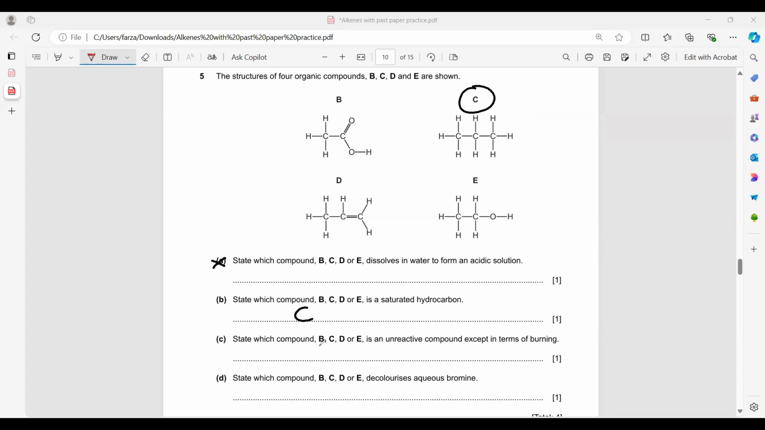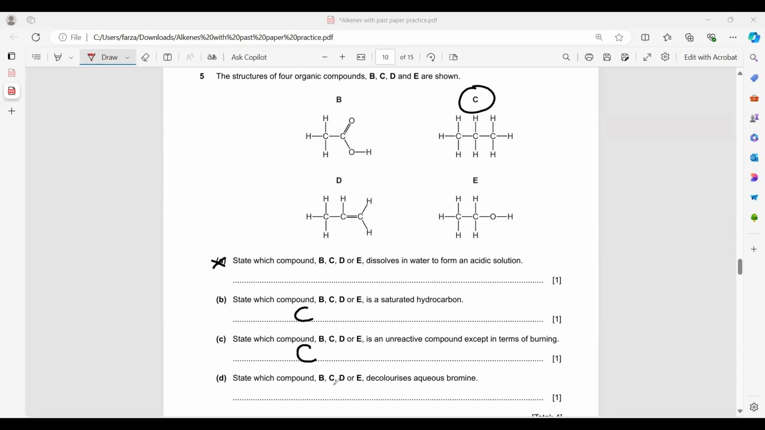State which compound B, C, D, or E is an unreactive compound except in terms of burning. So what is unreactive? Saturated hydrocarbons are unreactive. So this is a saturated hydrocarbon. So C is the answer again.